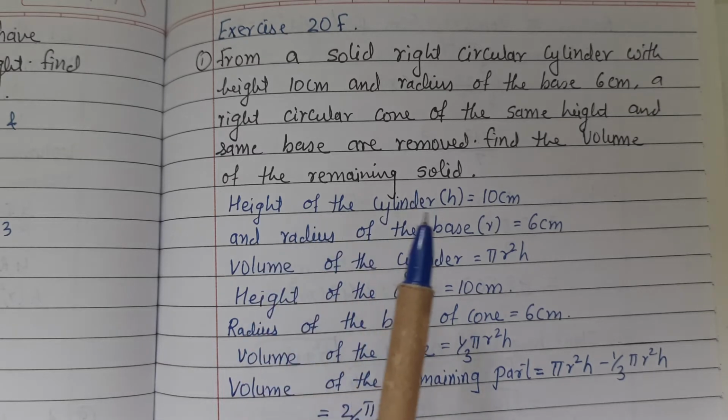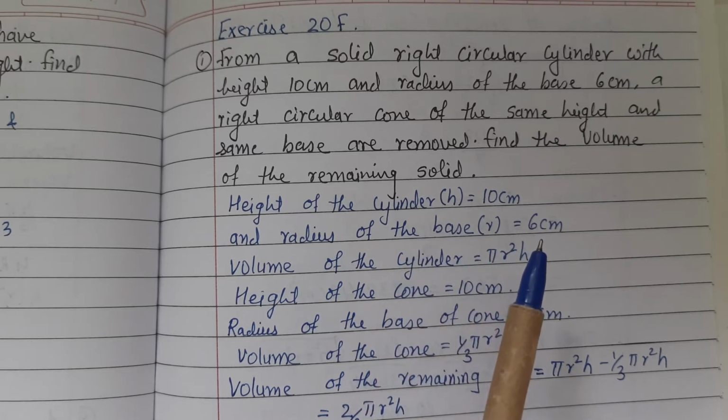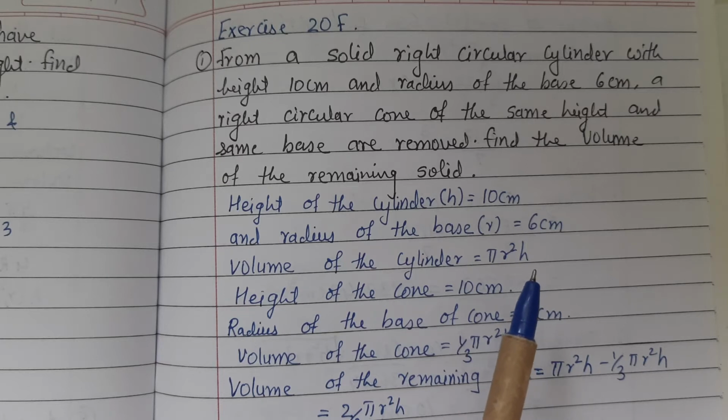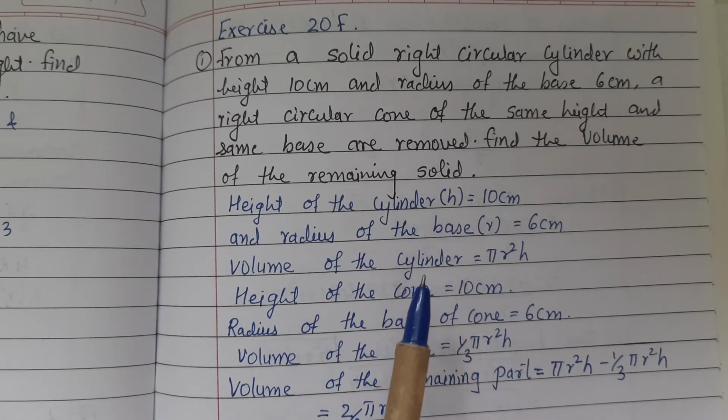Height of the cylinder 10 cm, radius of the base 6 cm, volume of the cylinder is pi r square h. Since height of the cylinder and cone are same, height of cone is 10 cm, radius also same, so radius of cone is 6 cm, volume of cone is 1 upon 3 pi r square h.